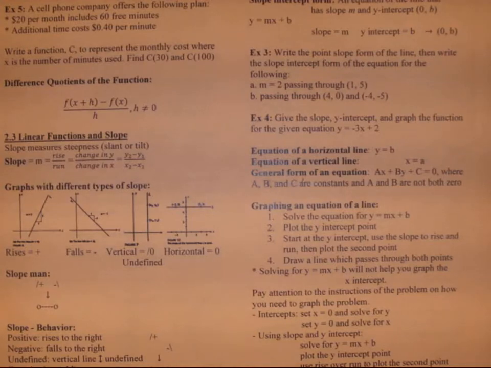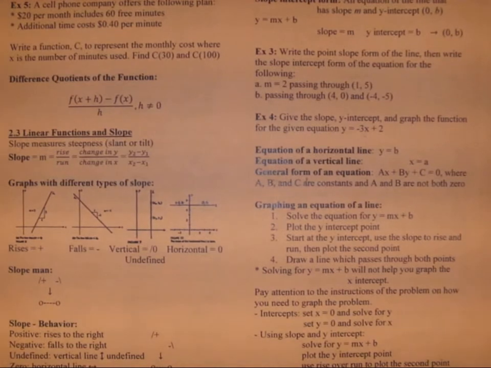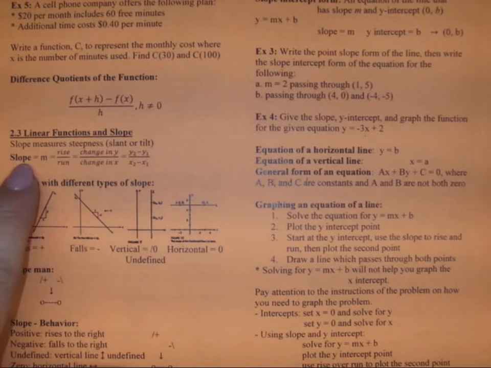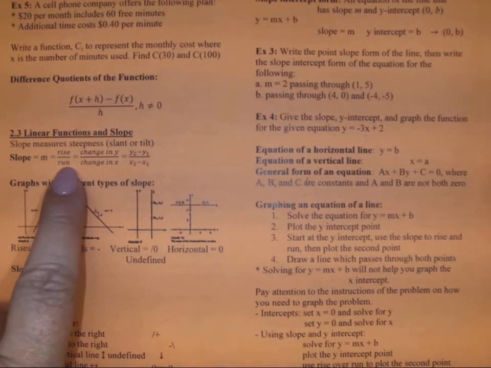All right, so we're going to talk about linear functions and slope. So recall that slope measures the steepness, the slant or tilt. Slope is equal to m, which is equal to the rise over the run. Think about it, you have to rise before you can actually run. If you try to run before you rise, you're not going to get very far.